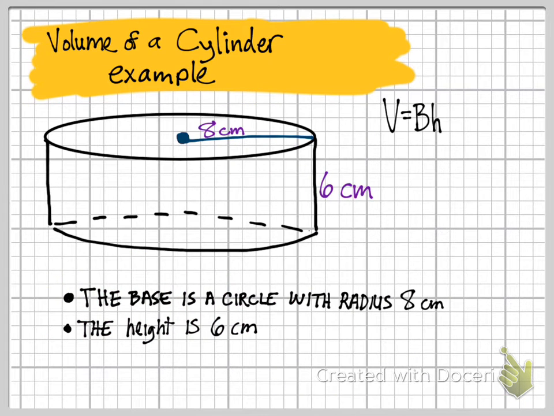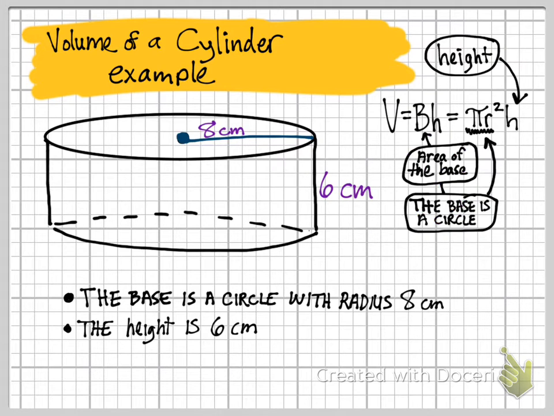Now for an example showing you how to find the volume of a cylinder. The picture shows a cylinder with a base that's a circle that has a radius of 8 and a height that is 6. Our formula for finding the volume of a cylinder is V equals capital B times H, or volume equals the area of the base times the height. The difference in this problem is that now our base is a circle. So when we go to find what the area of the base is, we have to multiply pi r squared and then multiply that base times our height.